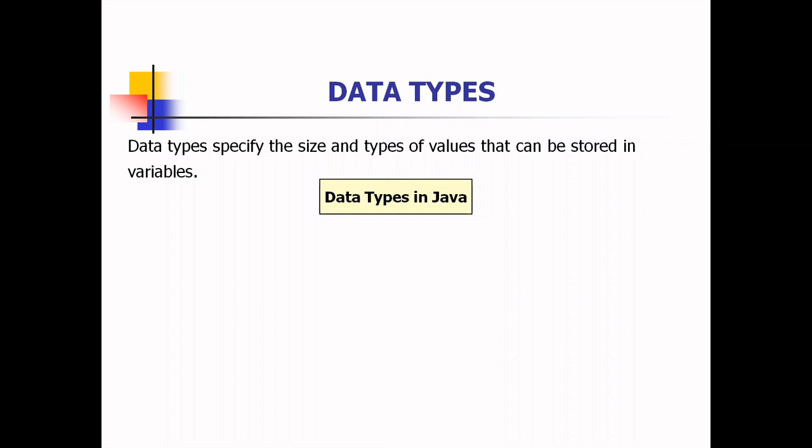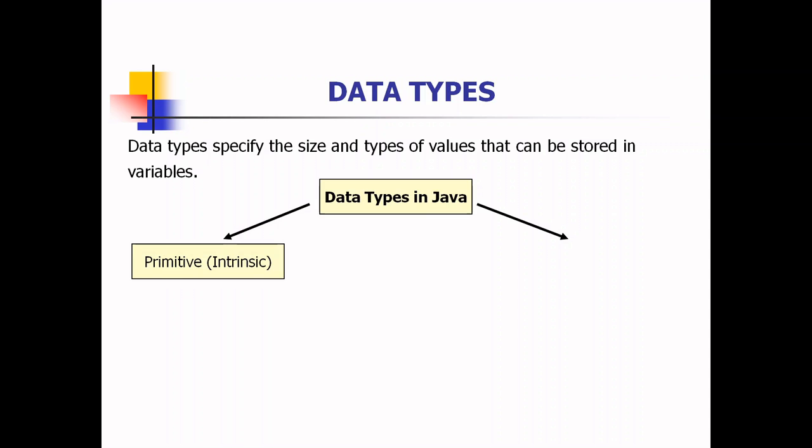Java data types have been categorized into two different categories. These are primitive and non-primitive. Primitive data types are also called as intrinsic and non-primitive are called as derived. Primitive types are also called as built-in types and non-primitive are called as user-defined data types.